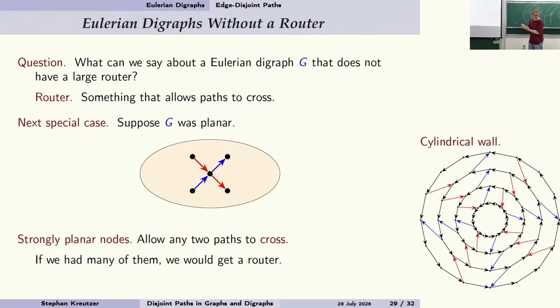Because you can cross, it's like a grid, if you know the undirected case. If you have a large grid and you have many crosses everywhere, then you get a clique minor, and something similar happens here. So that's nice, and then we are done, because we have a router and we know what to do.